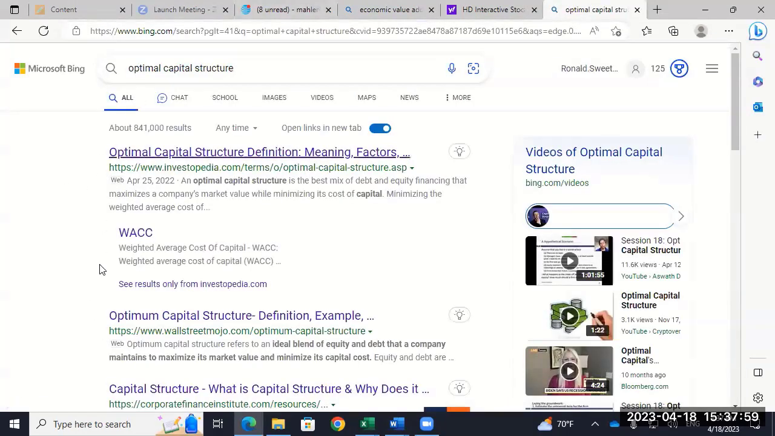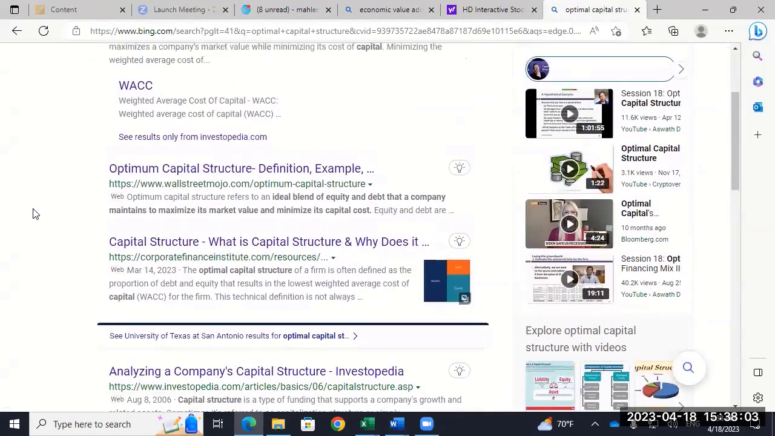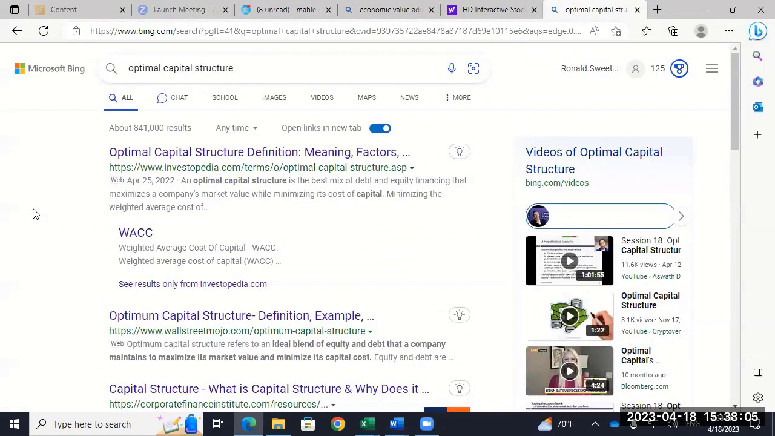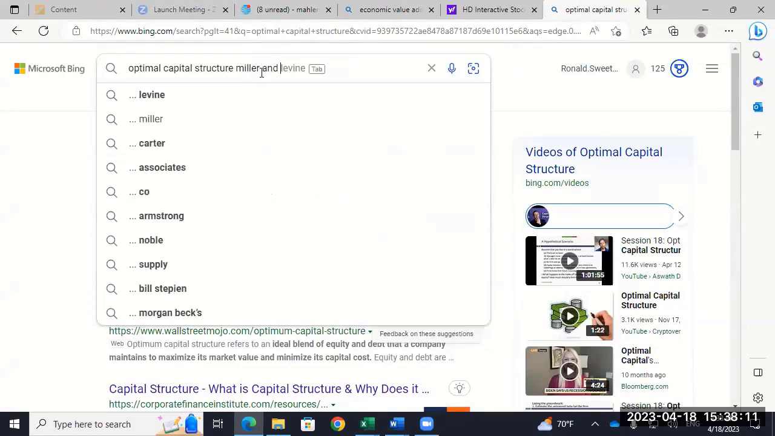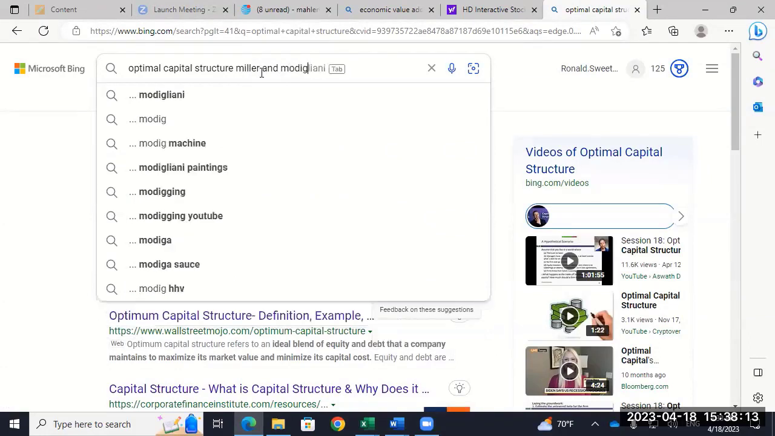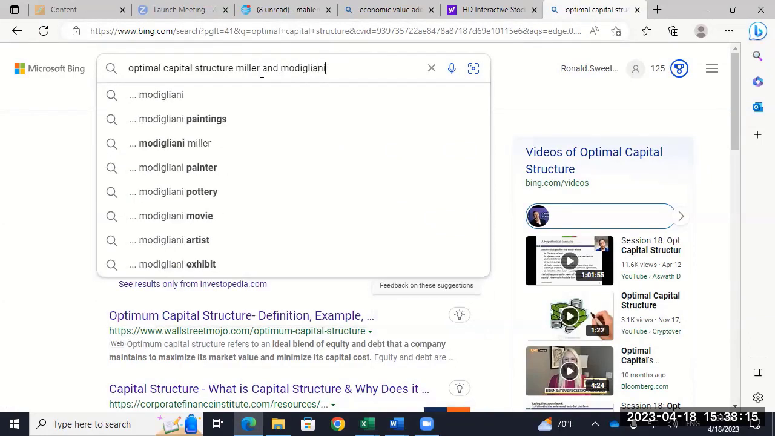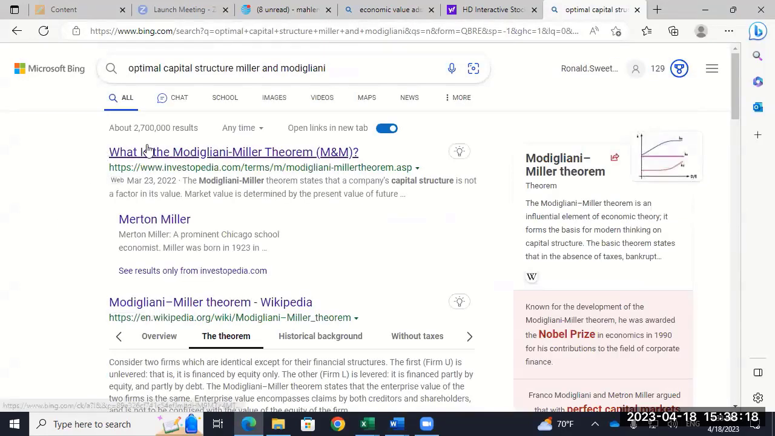And all kinds of things. Look what's right underneath it: WACC. So what is optimal capital structure? It's also associated with Miller and Modigliani. It's the Miller-Modigliani theorem. We're going to look at that.